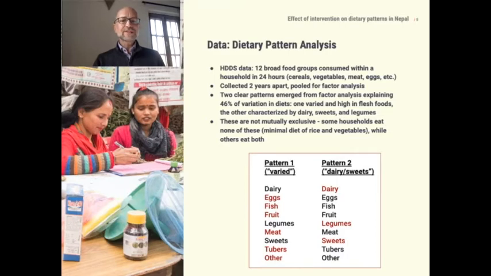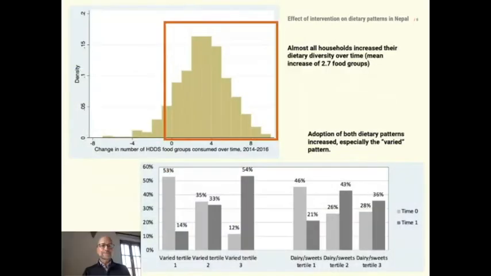The first reflects a varied diet, including several sources of protein and fruit. The second includes dairy and sugar or sweets, and also legumes. Because dairy and sugary foods were very strongly correlated with this pattern, and legumes much less so, we use dairy and sweets as the defining terminology for this pattern. Keep in mind, both of these patterns reflect additional dietary diversity above and beyond a simple diet of cereals, vegetables, and oils, which virtually all households were consuming.